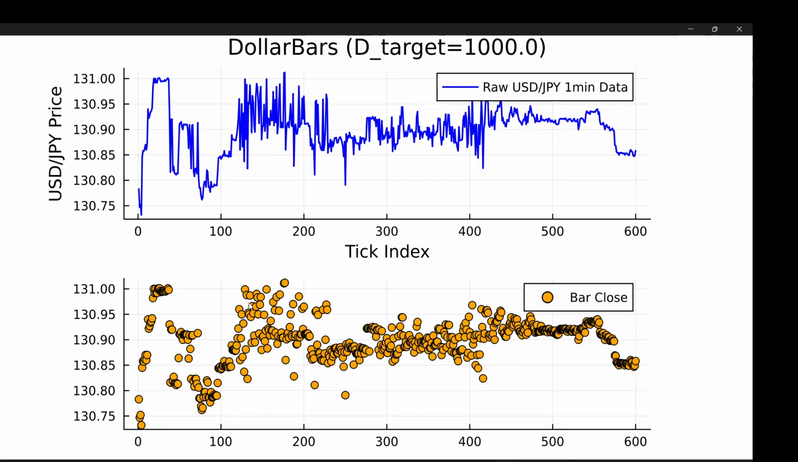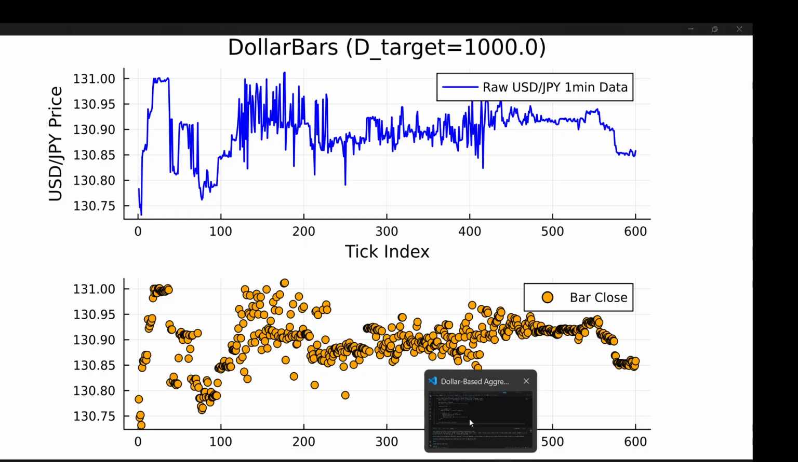Now, look at this. Isn't this beautiful? It's very beautiful. Now, here's our dollar bar aggregation. As you can see, we have my USD JPY 1 minute data. And as you can see, the first 600 entries are very chaotic, right? Very stochastic. When you look at the bar closes, every single point that you see here closed after $1,000 worth of trades exchanged hands, right?